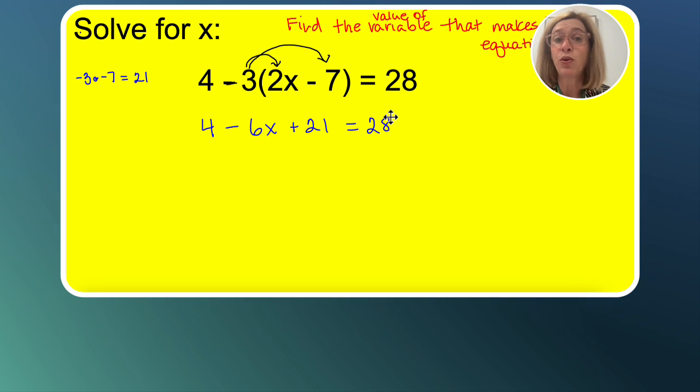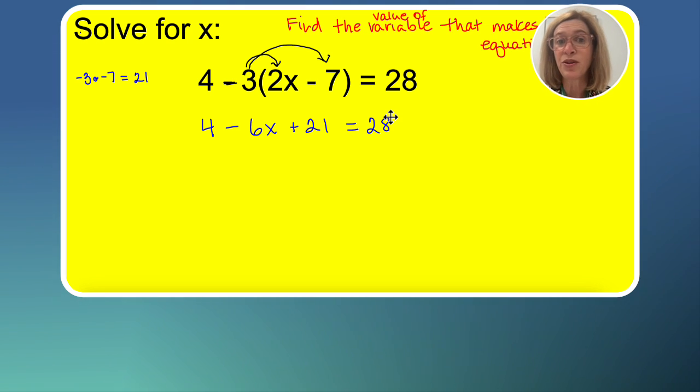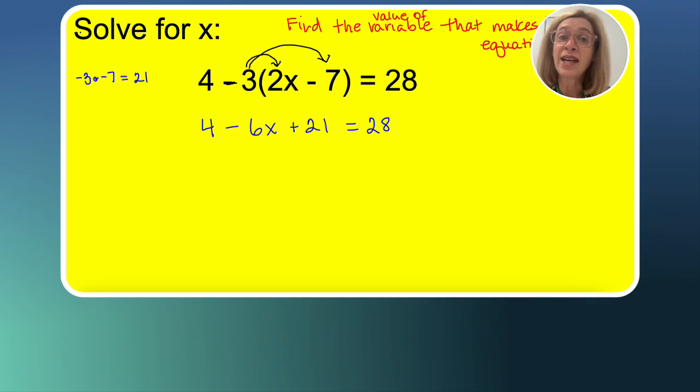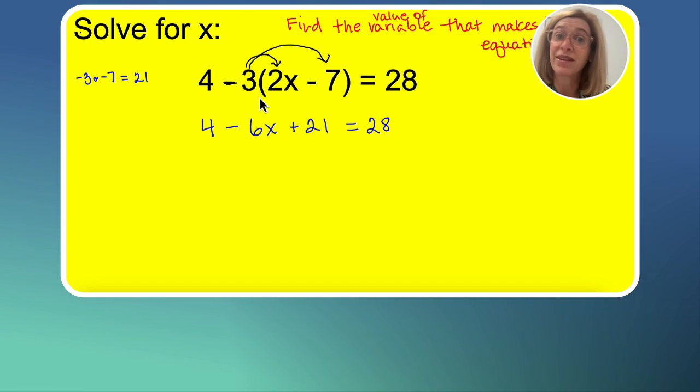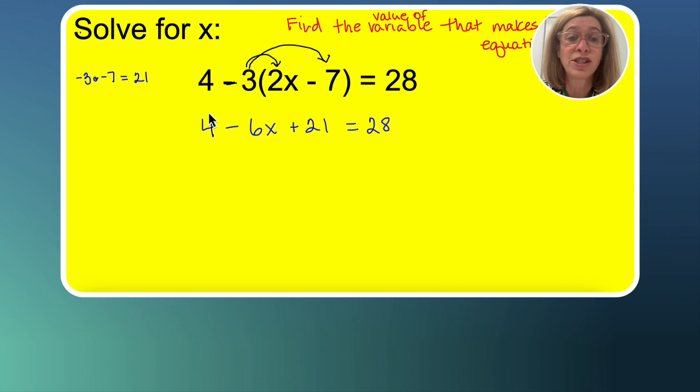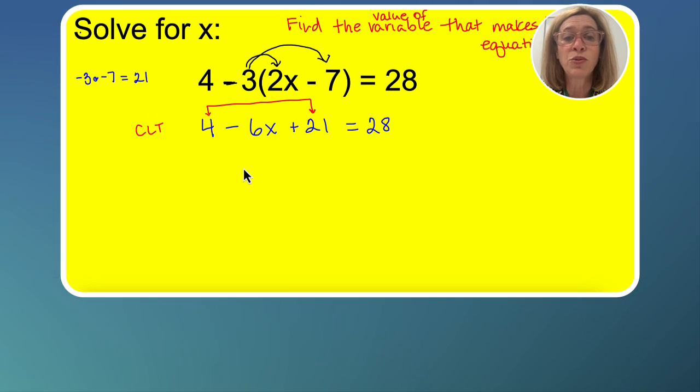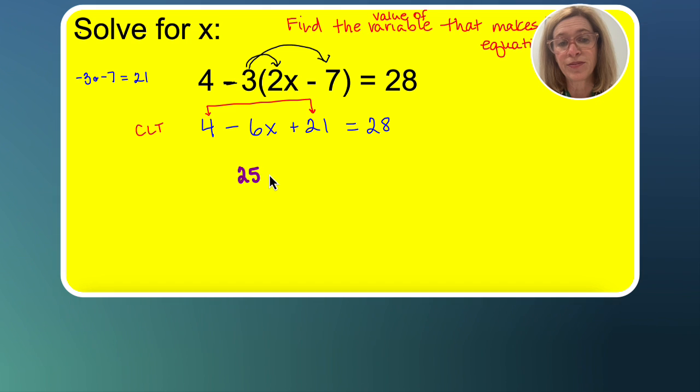Okay, so now we have an equation. We have an expression on one side with a variable. The next step you'd want to take would be to combine like terms on each side. The right side already is set up, it's just 28, but the left side has some like terms, 4 and 21. So I'm going to combine the like terms. I call that CLT, combine like terms. 4 plus 21 is 25.